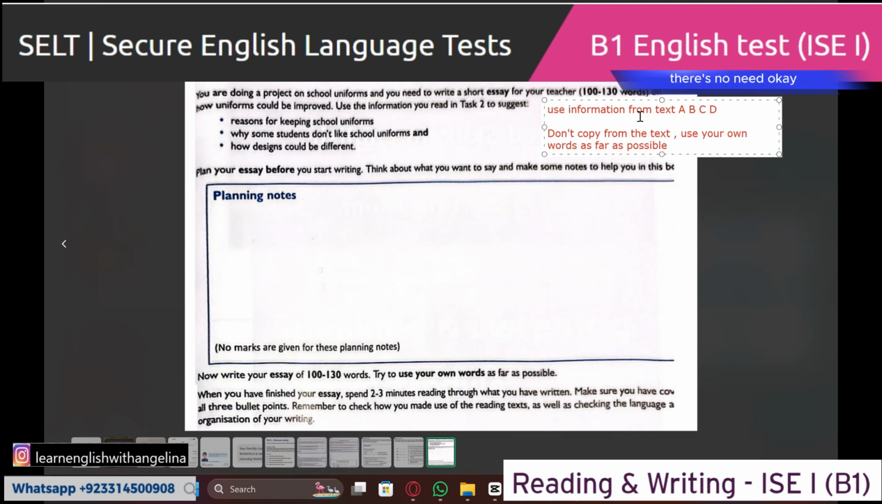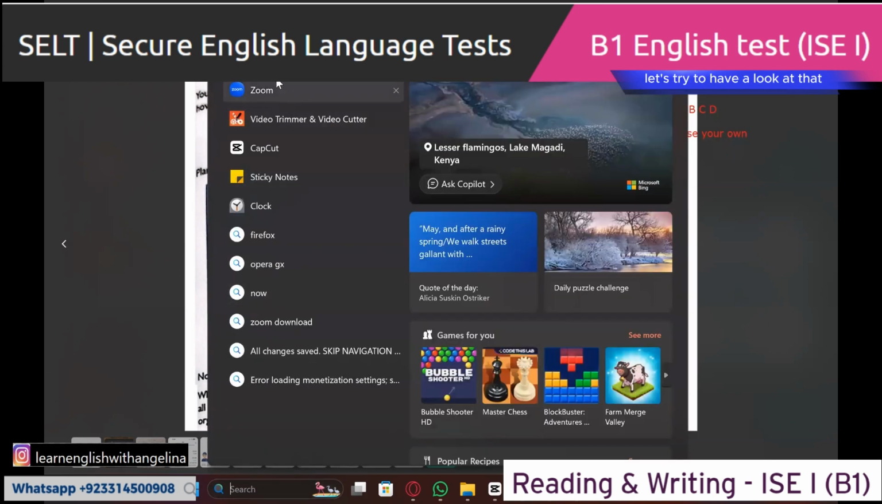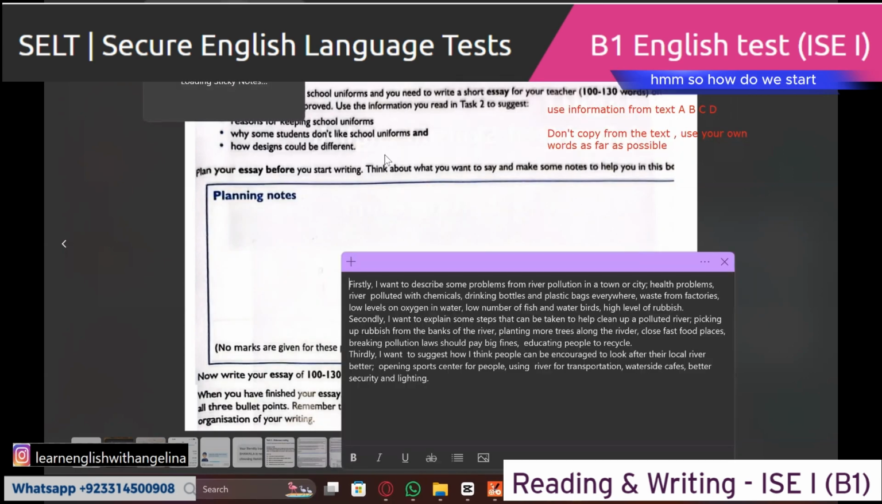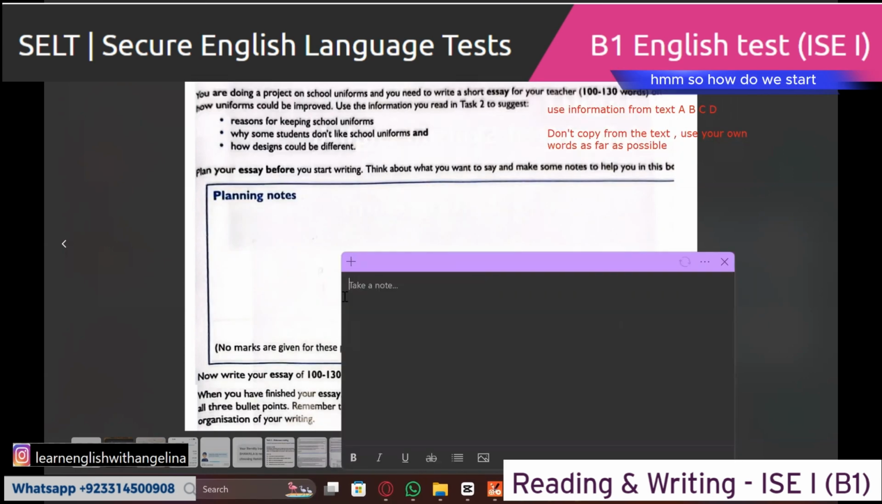There's no need. Okay, now how would we start? How would we end? What do we have to do with this? Let's try to have a look at that. So how do we start the first point, Zain? Yes, we start. We write firstly.